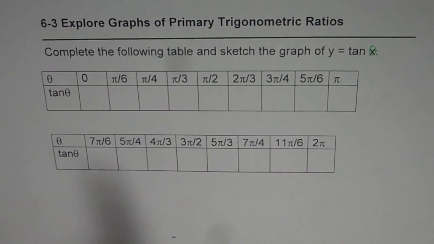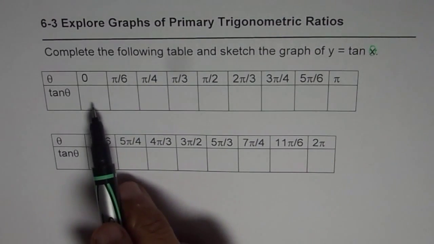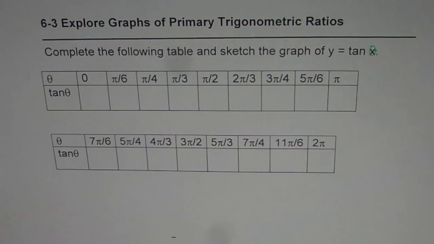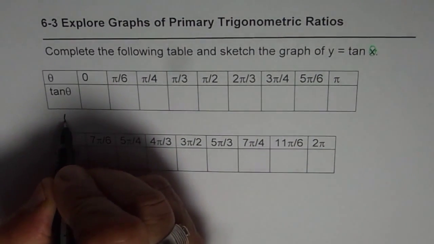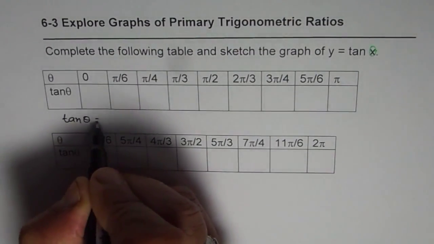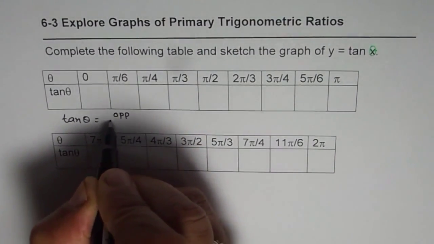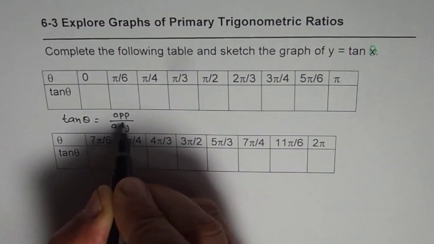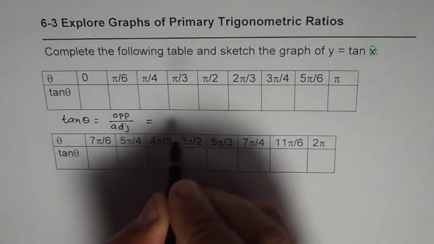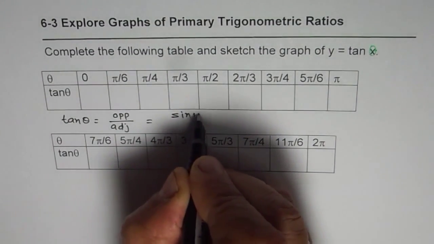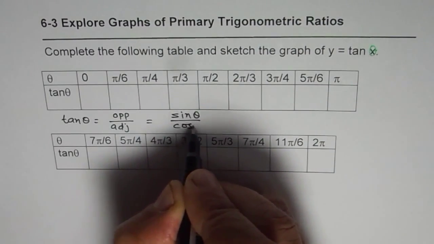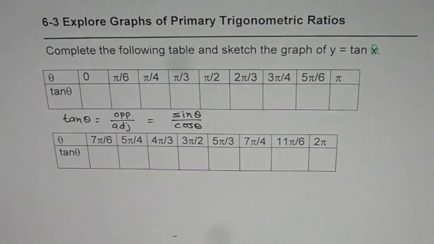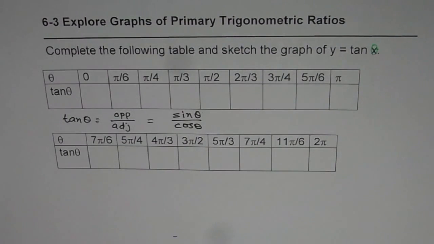These are the angles for which you really don't need a calculator. You can use special triangles and then apply the knowledge. That's what tan theta is. As you know, tan theta is opposite over adjacent side. That is one thing you know. Second, tan theta could also be treated as sine theta over cos theta. So these things will help us to understand how the value of tan theta may change.